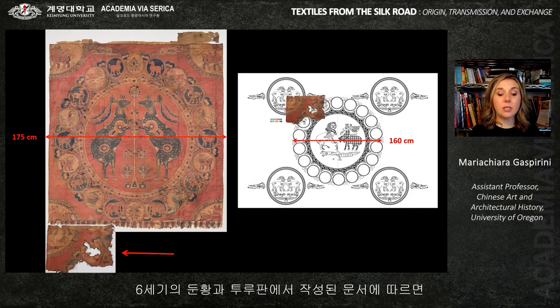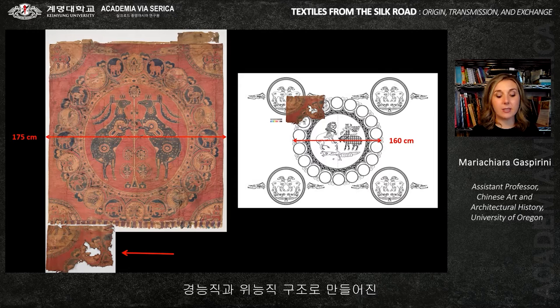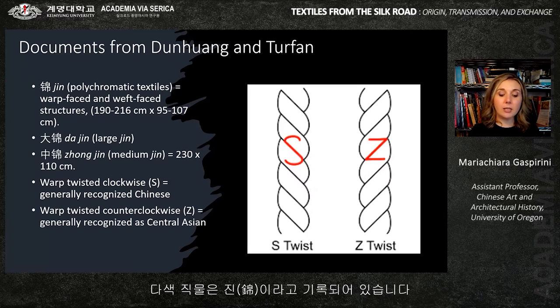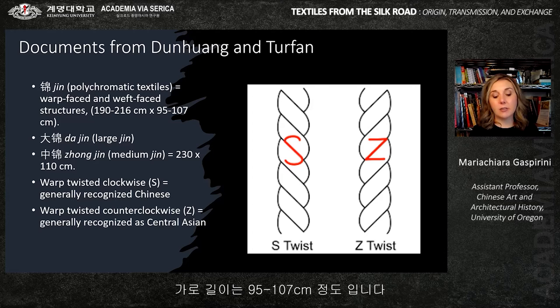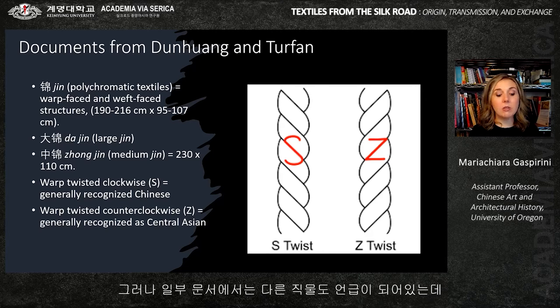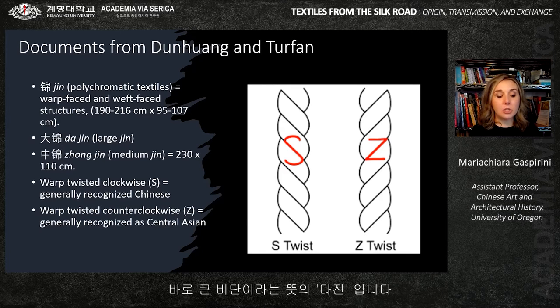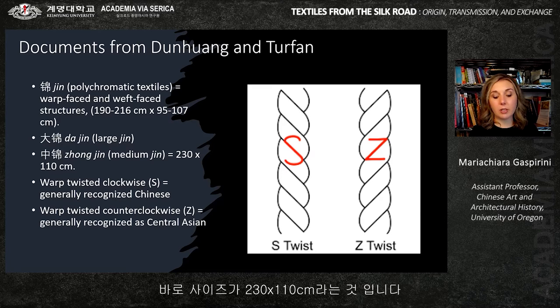6th century documents from Dunhuang and Turfan refer to some polychromatic textiles as jin, which were made in warp-based and weft-based structure, which generally were 190 to 116 centimeters long and 95 to 107 centimeters wide. However, a few documents also mention a type of textile called dajin, meaning large jin, which differ from the zhongjin, medium jin, that measured 230 by 110 centimeters.